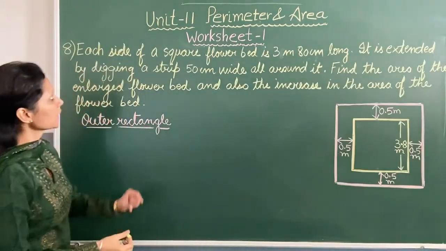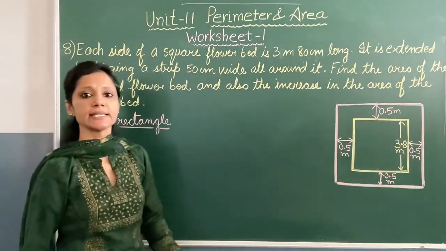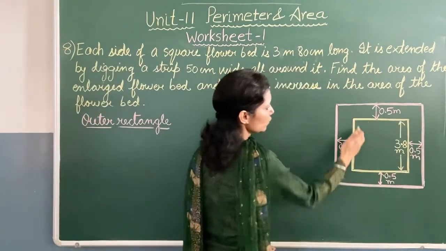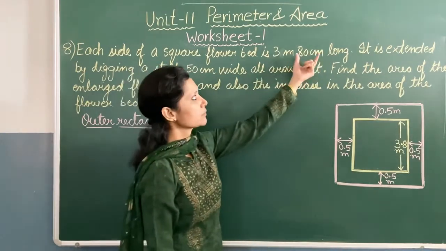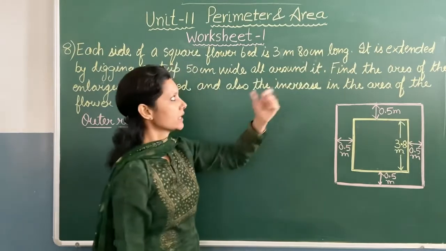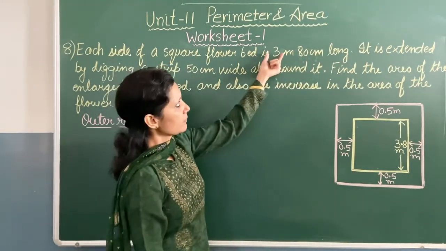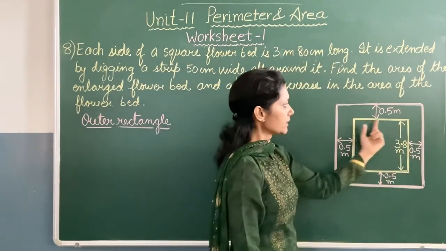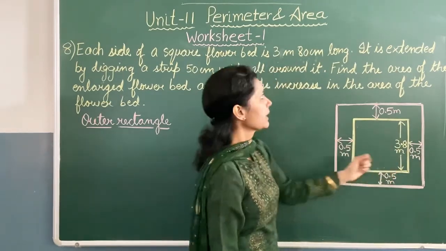What is given in the question? Each side of a square flower bed is 3 meter 80 centimeters long. So we are having a square flower bed whose side is 3 meter 80 centimeters long. Now we have to convert this 80 centimeters into meters by dividing it by 100. So 80 centimeters would become 0.8 meters. So 3 plus 0.8 meters would be 3.8 meters. So this is the square flower bed whose each side is 3.8 meters.